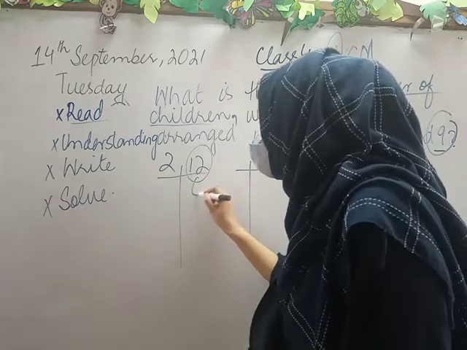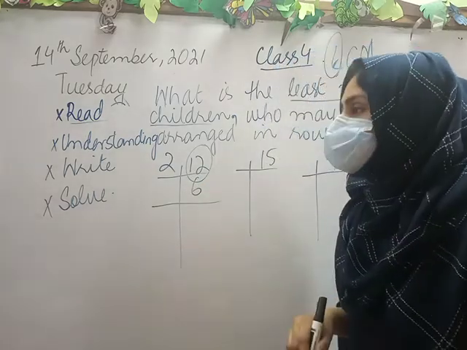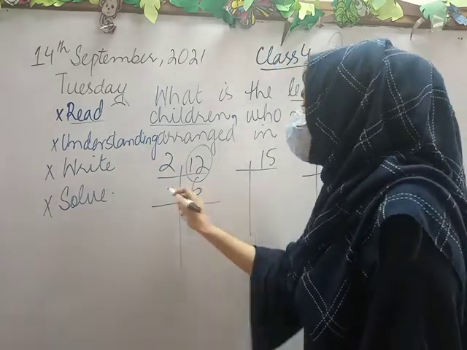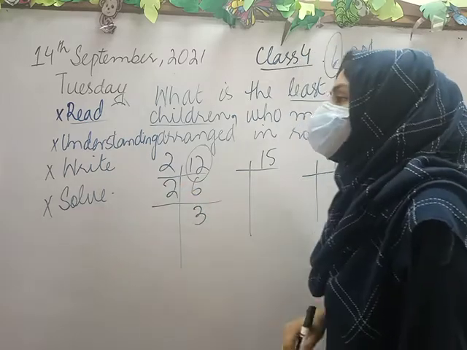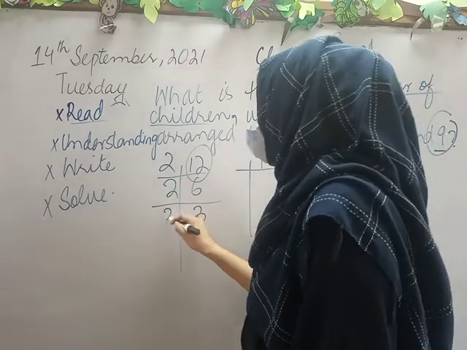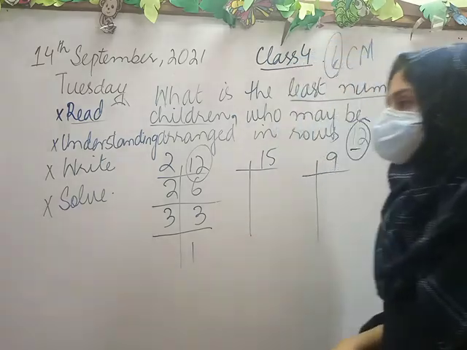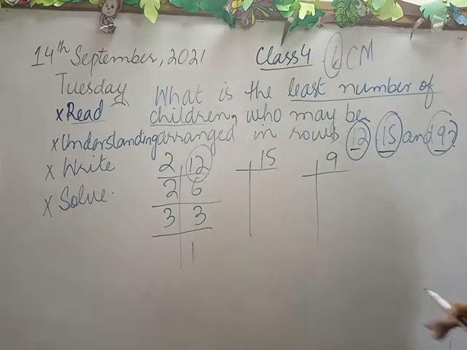Very good. 2 6 times. Okay? 2 6 times. Now we have 6. 2 3 times. Now 3 1 times. Next we have 15. हमारे पास क्या है 15.